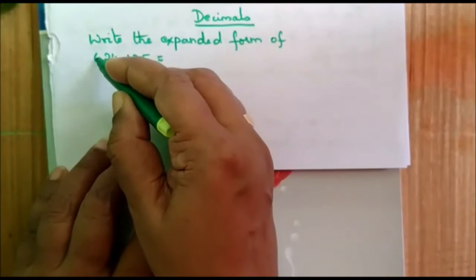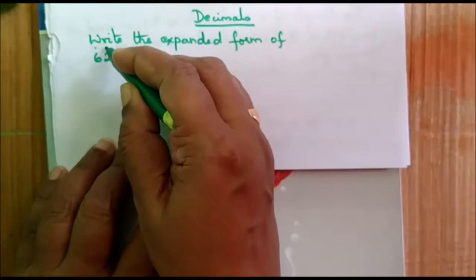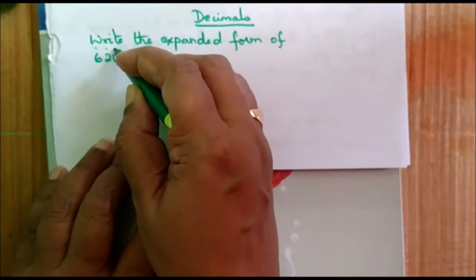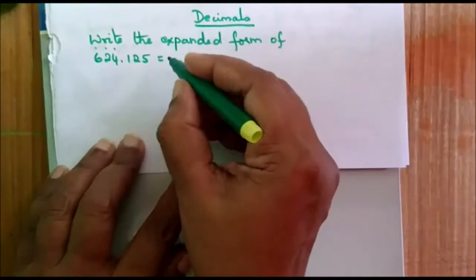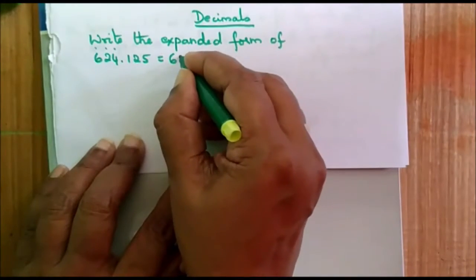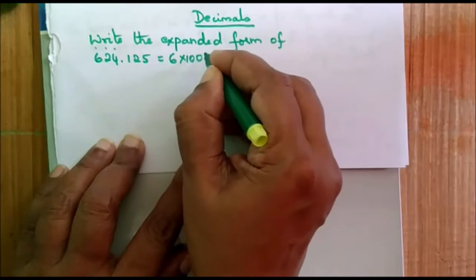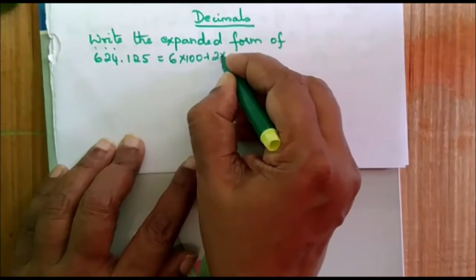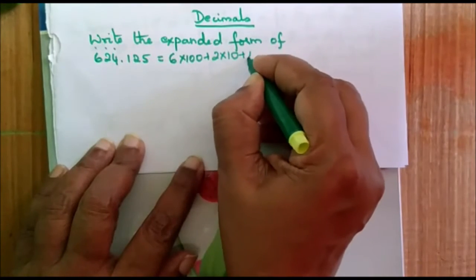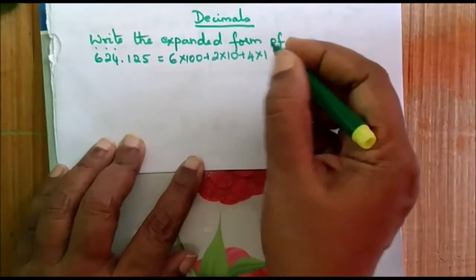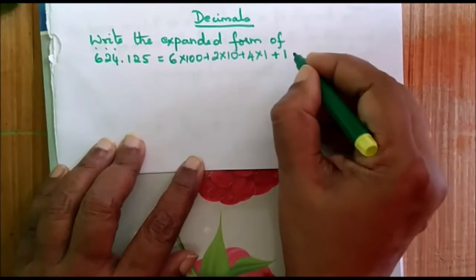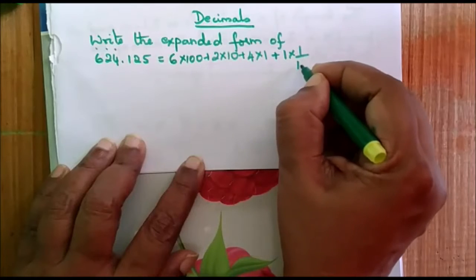So now 6 is in the hundreds place, 2 is in the tens place and 4 is in the ones place. So how do we write it? 6 into 100 plus 2 into 10 plus 4 into 1 plus 1 into 1 by 10. I hope you are able to get it.